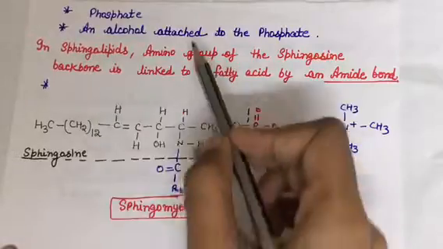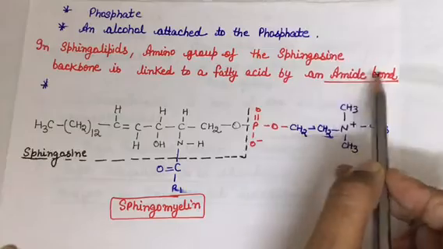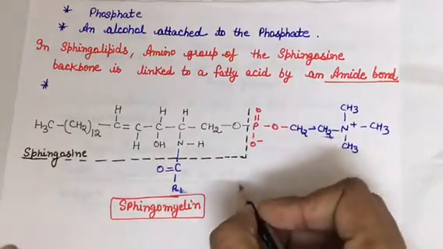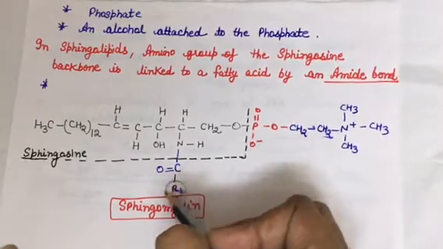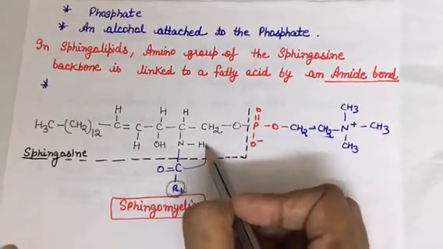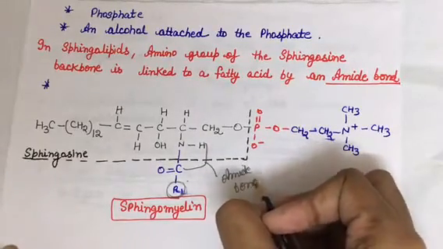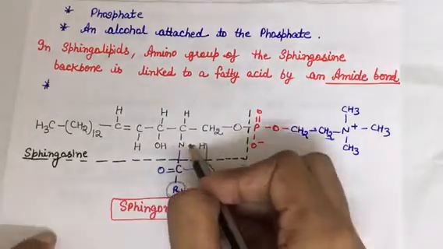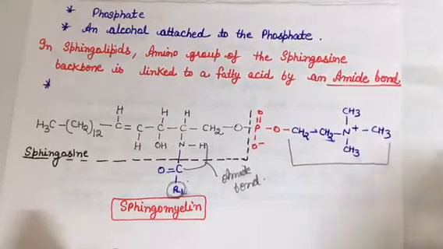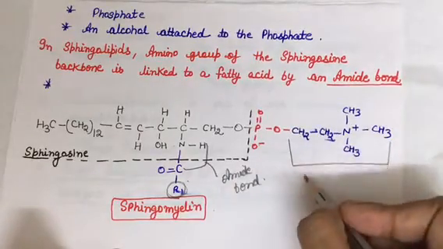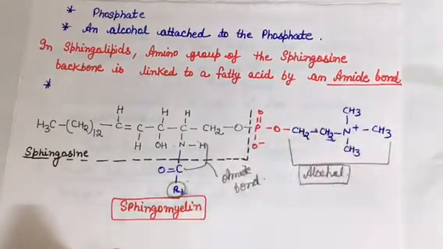In sphingolipids, the amino group of the sphingosine backbone is linked to a fatty acid by an amide bond. Amide bond is basically C double bond O NH2. So here you can say this fatty acid, this is the amide bond, okay? This is going to be the amide bond. So you can see this fatty acid is getting attached to the sphingosine backbone. Here you can see the presence of phosphate, and this is sphingomyelin, where alcohol is getting attached to the phosphate of the sphingosine backbone.